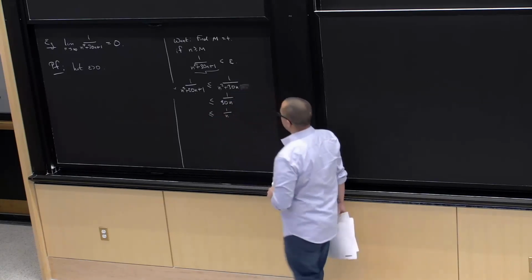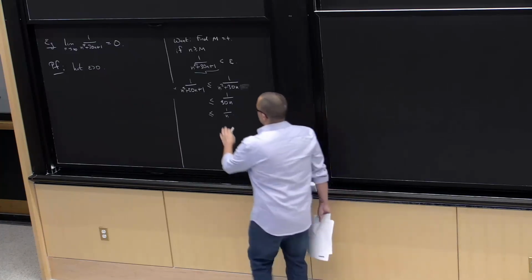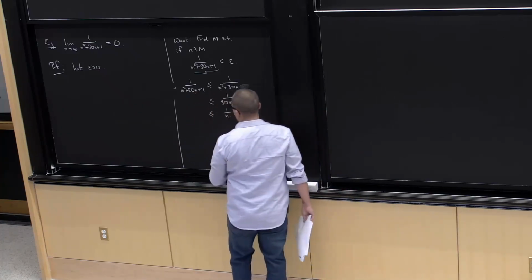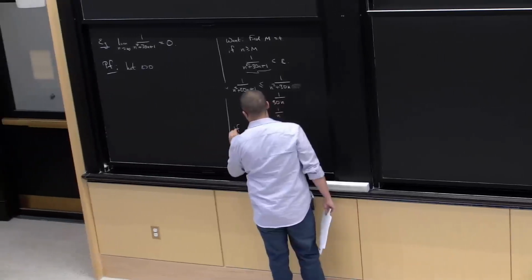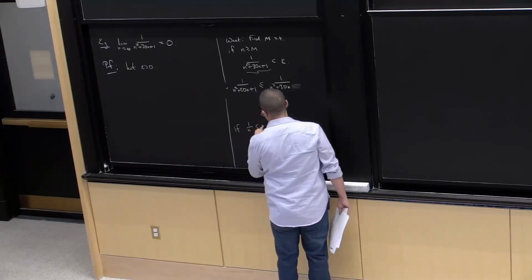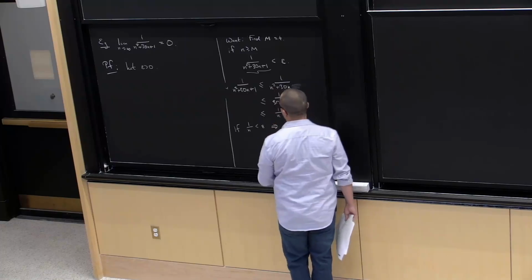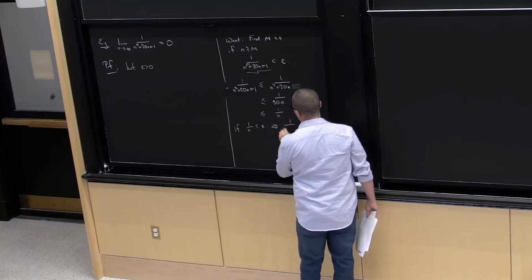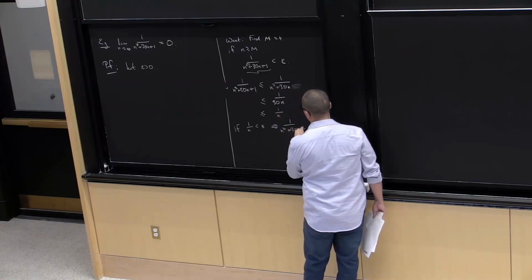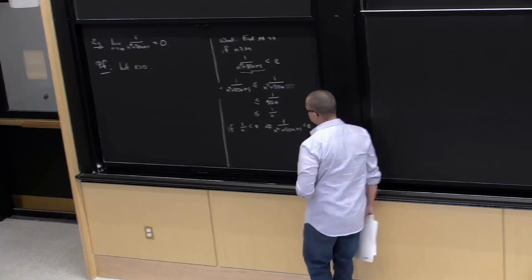All right, so what does this computation show? This shows that if 1 over n is less than epsilon, then this implies that 1 over n squared plus 30n plus 1 is less than epsilon. Okay?